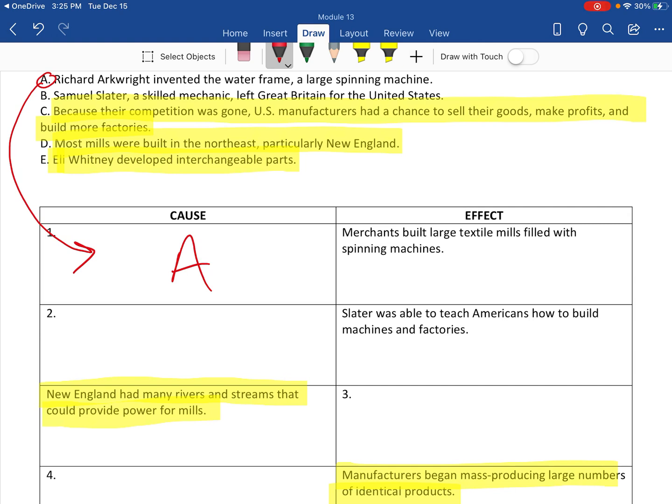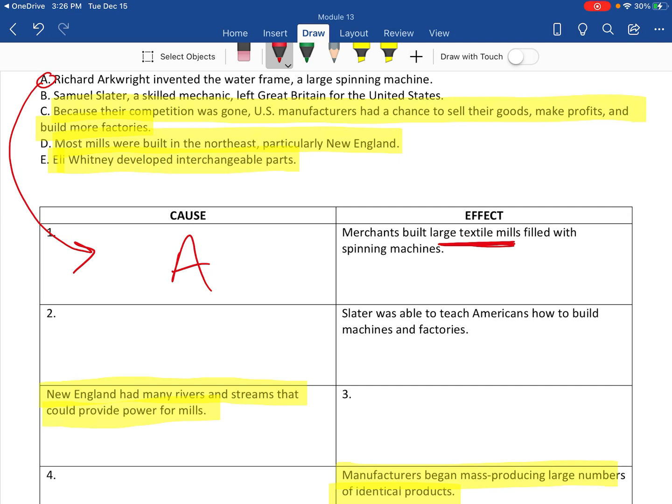But when Richard Arkwright invents the water frame, which is a huge spinning machine, now you're able to spin many, many threads or many bobbins of thread at one time. It's not just one at a time. And that makes it possible to build these large textile mills. These are the places where textiles will be made.